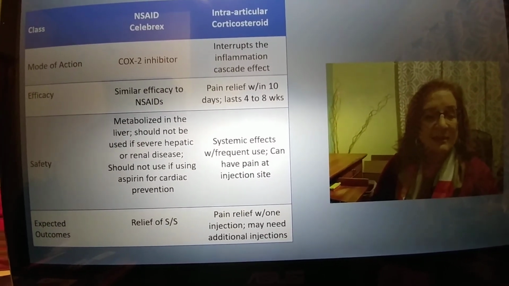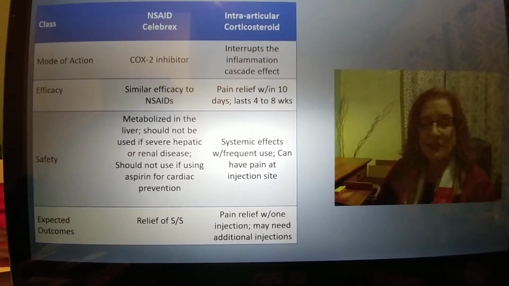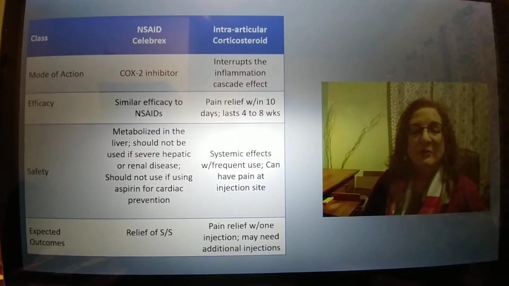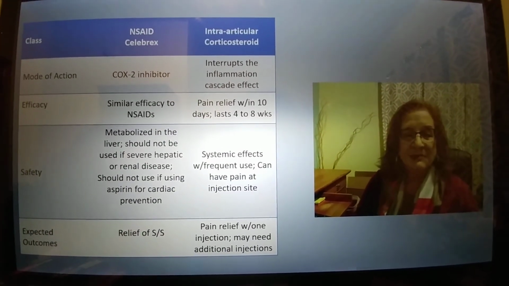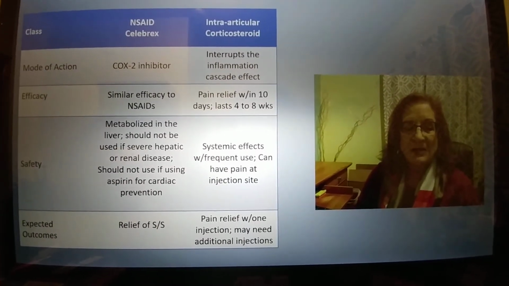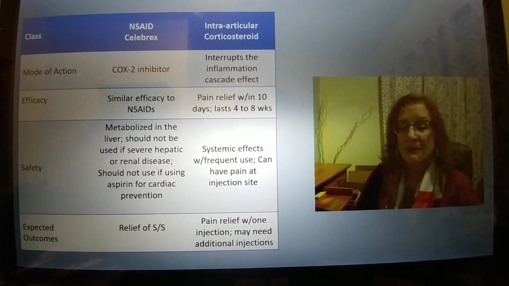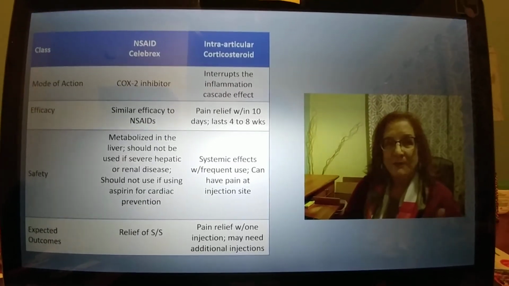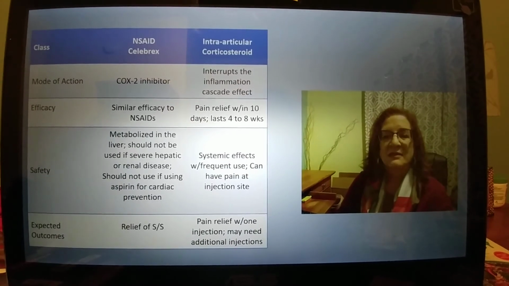As far as expected outcomes with the Celebrex, the expected outcomes would be, as with most of the NSAIDs, relief of the inflammation, the pain, and the signs and symptoms of the osteoarthritis. With the corticosteroids, you could have pain relief with just one injection, but you may need additional injections. Again, no earlier than 3 months apart.